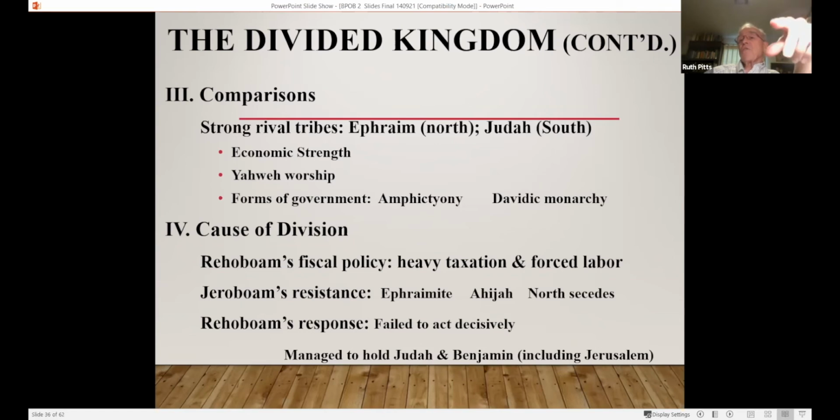So Ahijah, who is a prophet at that point, agrees and gives his blessing. And so you have a secession. The north secedes from the south, and you have now the kingdom of Israel divided, and it makes 2 kingdoms. So Rehoboam did not respond decisively. He did hold on to Judah and Benjamin. And so we have now to deal with 2 kingdoms. All right.